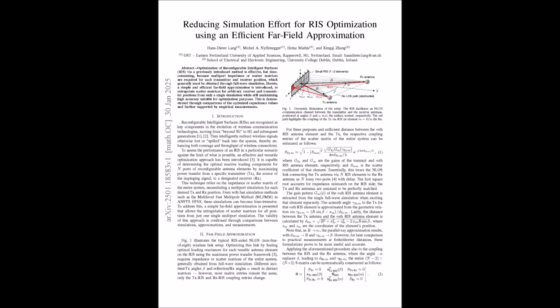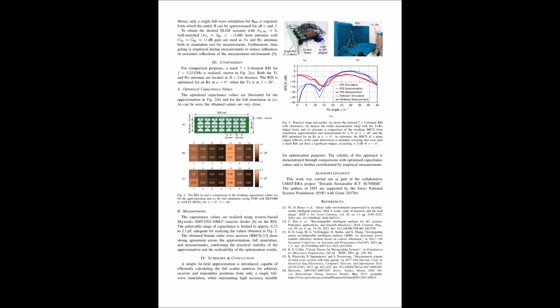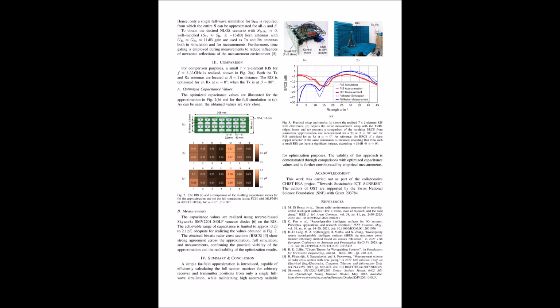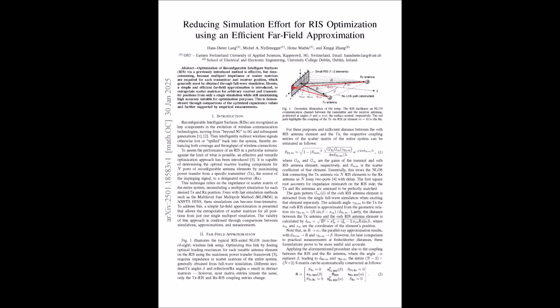Exactly, and they observed this superior performance across a range of receiver angles, demonstrating the adaptability and effectiveness of their optimized RIS design. This is truly exciting stuff. It seems like this far-field approximation method has the potential to revolutionize the way we design and optimize these RIS systems. It does. By dramatically reducing the computational burden, it opens up a whole new world of possibilities for exploring more complex and efficient RIS configurations, ultimately leading to faster, more reliable, and more secure wireless communication networks.